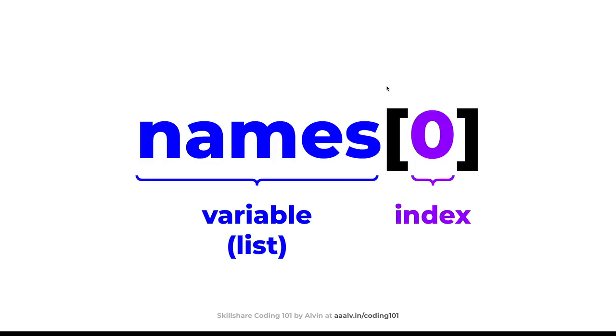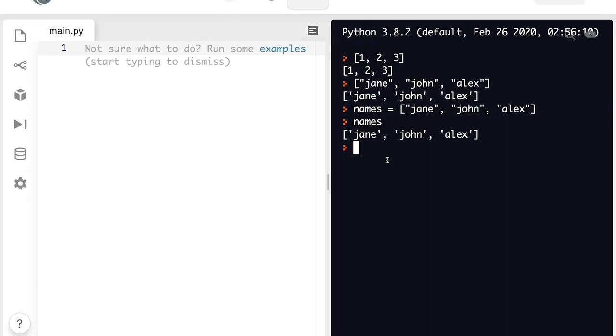In step number 3, use square brackets and the index to get the item. This code will return the first name in the list, which is Jane. Let's try this now. Let's go ahead and type in names, square bracket of 0. Hit enter, and now we see Jane. We can also access the other names in this list.